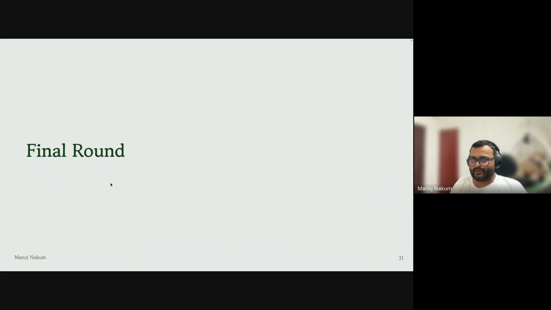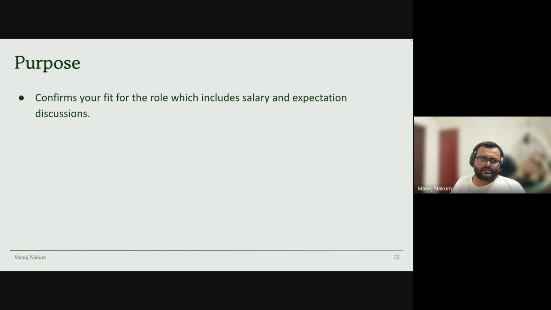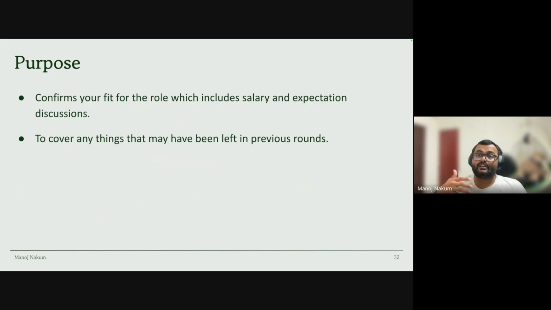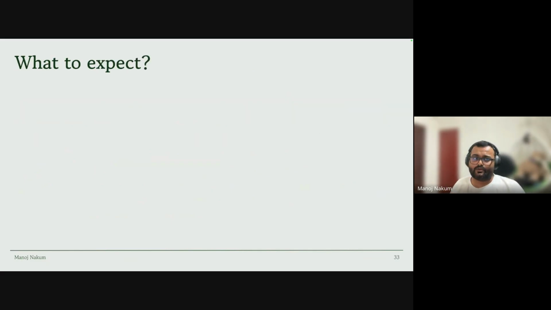Now I will take the final round as well because sometimes it is combined. The final round is something that is sometimes a combination of behavioral round and final round. Sometimes it is a separate round as well. The purpose of this round is just fit for the role, which includes salary expectation, discussion, HR policy, anything that you might have around those kind of things. Okay. Any question you might have about leave benefits, whatever you name it. Sometimes it might be just to cover the question that might not have been covered in the previous round. Okay. So those are the questions that would be asked in this round.